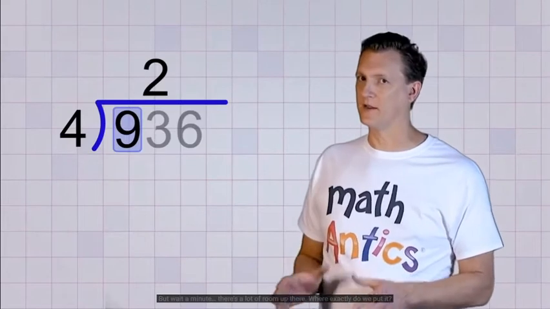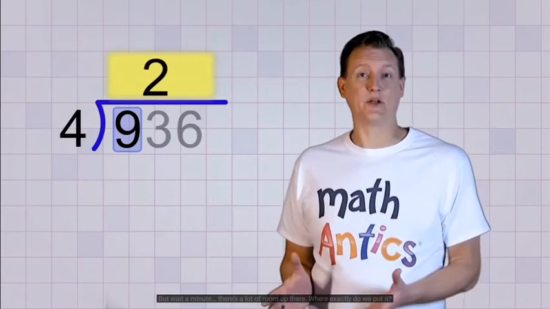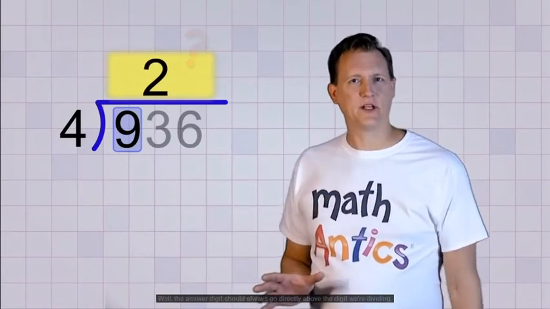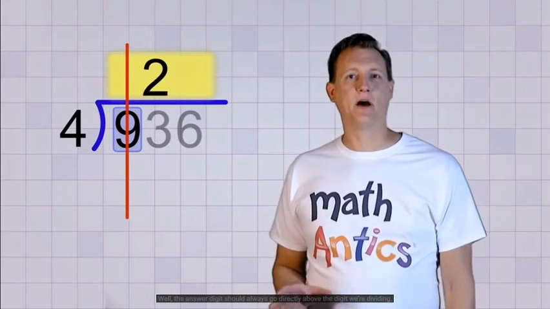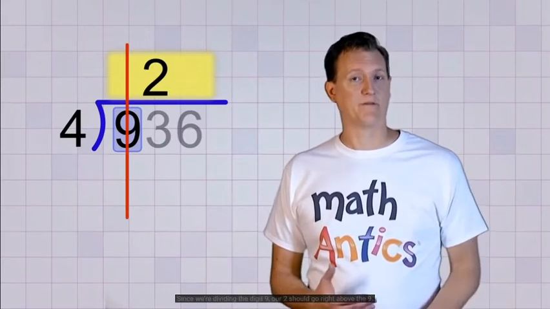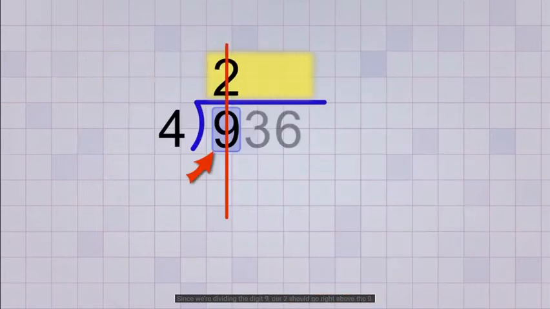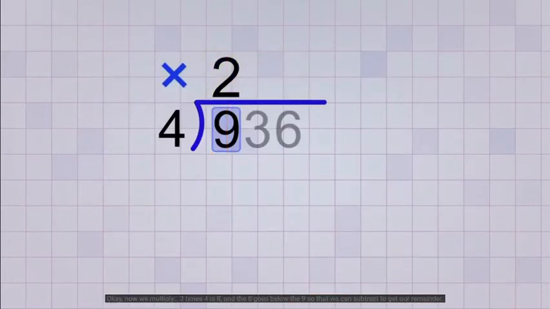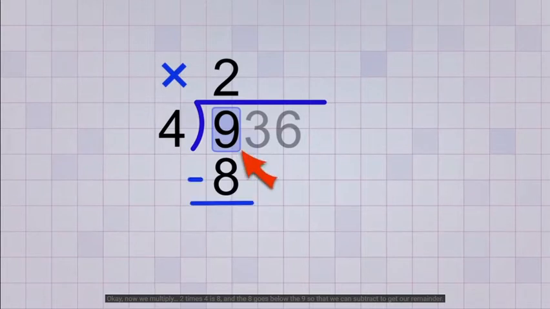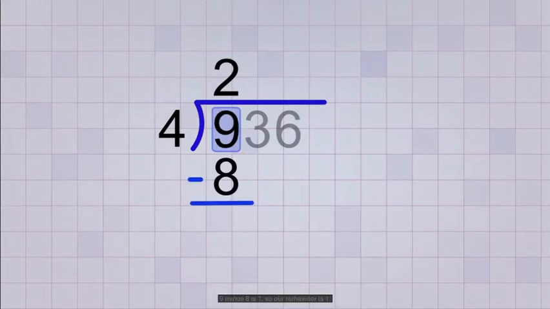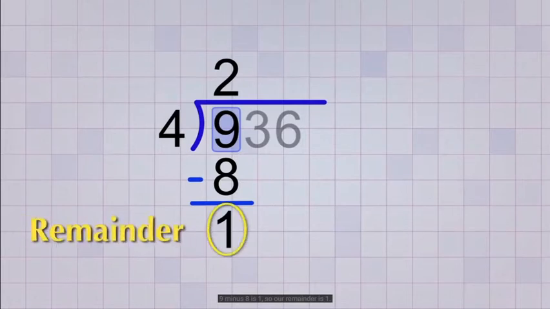But wait a minute. There's a lot of room up there. Where exactly do we put it? Well, the answer digit should always go directly above the digit we're dividing. Since we're dividing the digit 9, our 2 should go right above the 9. Okay, now we multiply. 2 times 4 is 8, and the 8 goes below the 9 so that we can subtract to get our remainder. 9 minus 8 is 1, so our remainder is 1.